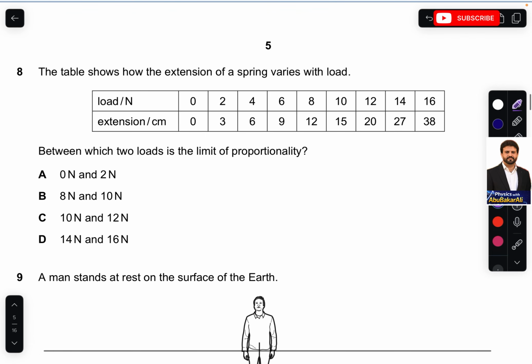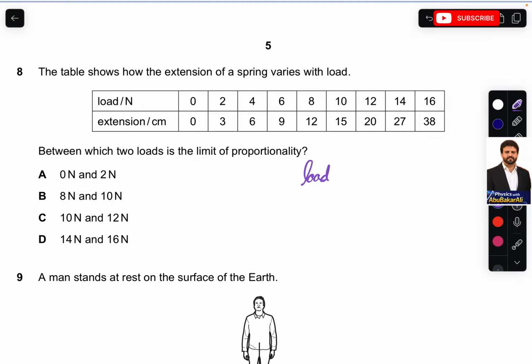Question 8. The table shows how the extension of a spring varies with load. Between which two loads is the limit of proportionality? We know the load should be proportional to extension. Okay, so if you see, let's do this.